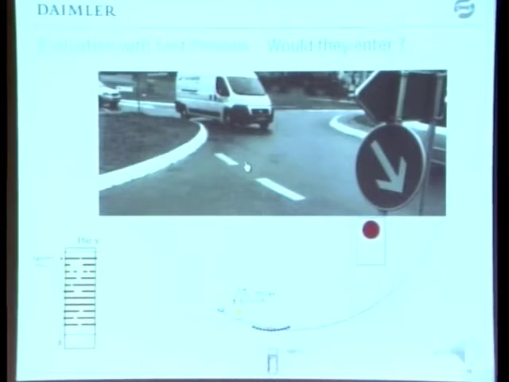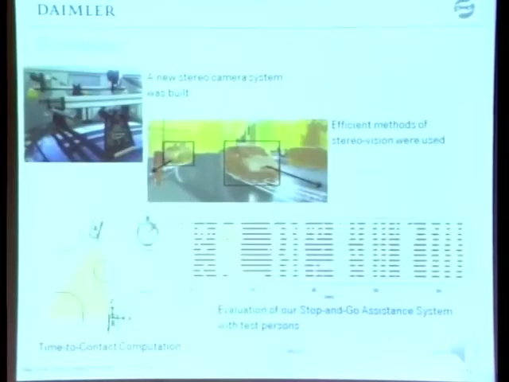And yeah, that's the last slide. At the end, a short conclusion. I presented a new stereo camera system for the observation of roundabouts. We use efficient methods of stereo vision for the object detection and for the tracking. We estimate possible collision times between oncoming cars and possible collision points, and we evaluate our procedure with the help of test persons or of our students. So thank you very much.